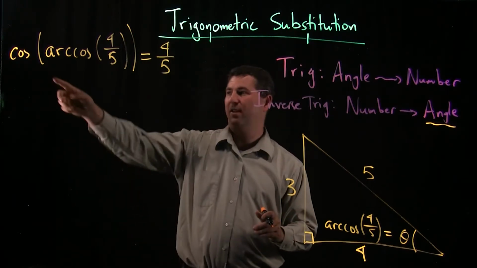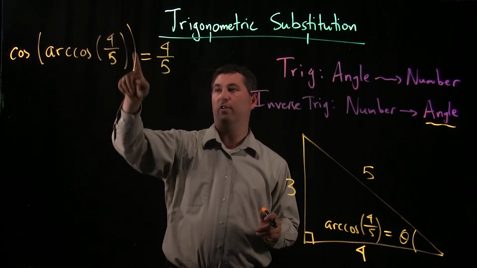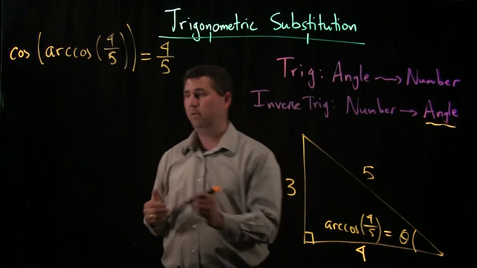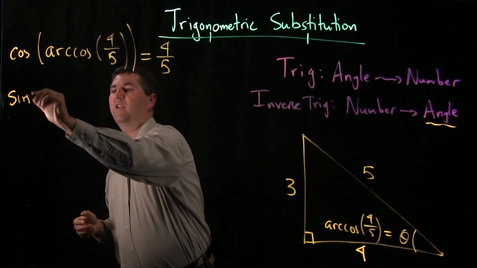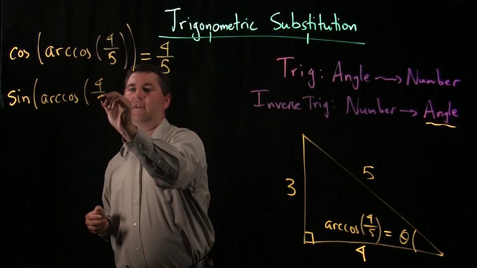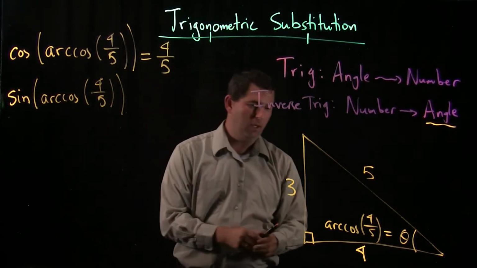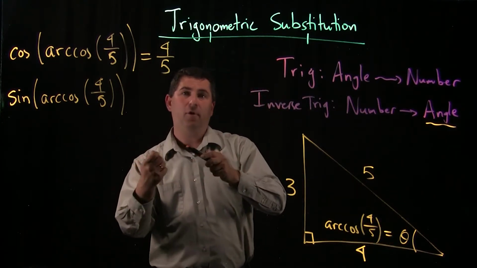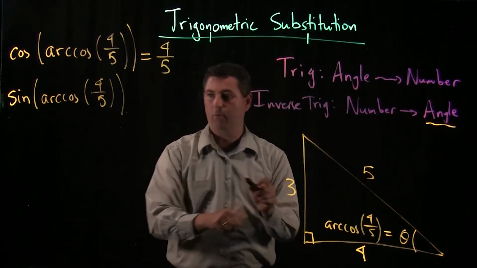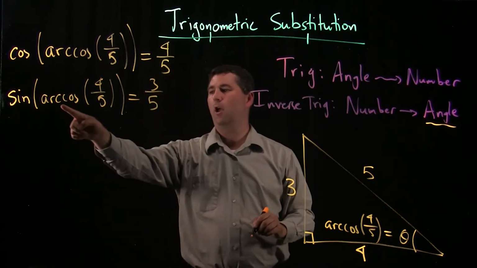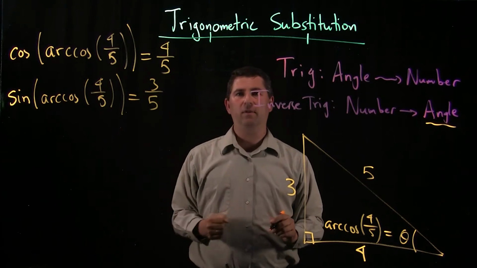Instead of just applying cosine to this angle theta, I can apply any of the other trig functions. Well, let's try. What if I wanted to know the sine of the arc cosine of 4/5? Well, I just need the sine of this angle. The sine is the opposite over the hypotenuse. The opposite is 3. The hypotenuse is 5. So the sine of the arc cosine of 4/5 is 3/5.